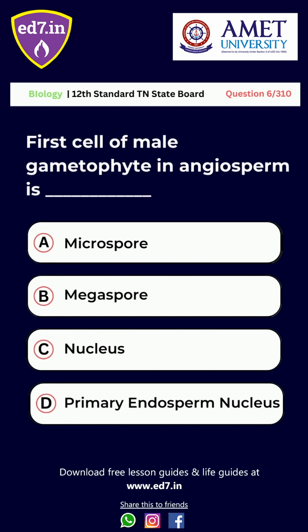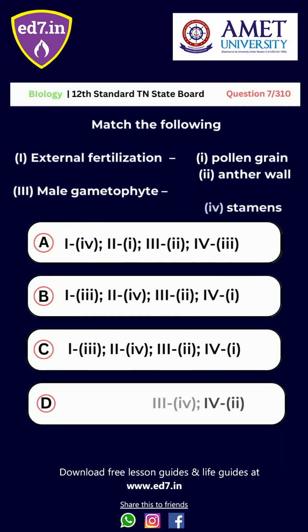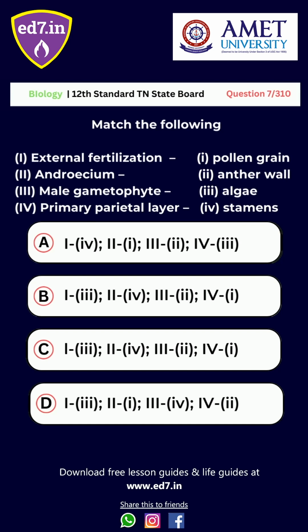Question number 6. First cell of male gametophyte in angiosperm is option A. Microspore. Option B. Megaspore. Option C. Nucleus. Option D. Primary endosperm nucleus. And the right answer for this question is option A. Microspore.